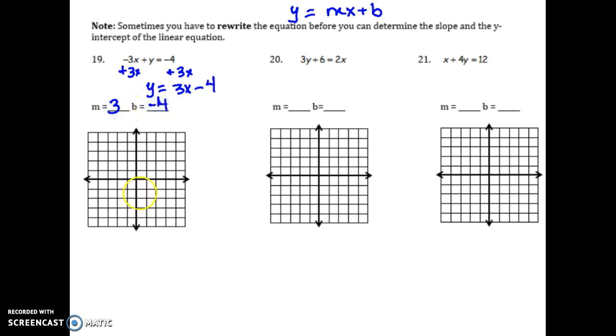Okay, my y-intercept is -4. 1, 2, 3, 4. My slope is 3.